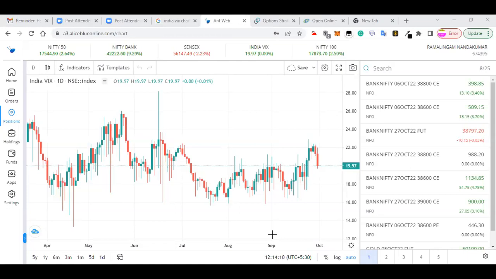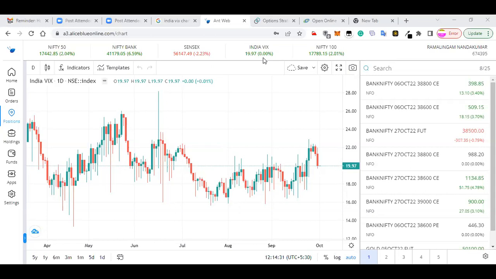So what we have to do is, every morning after 9:30 when you are logging in to the Alice Blue terminal, at the top they give the India VIX. If it is 1% and above, I am saying positive 1% and above, it means the market is bearish. We have to take the call spread.